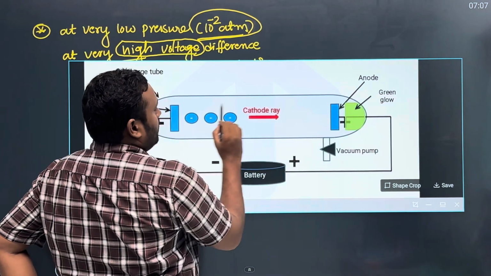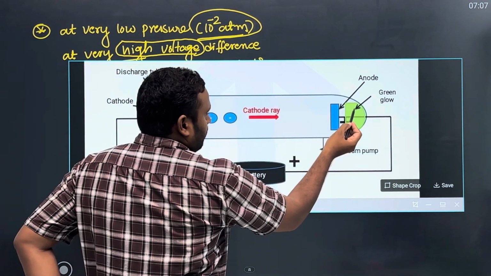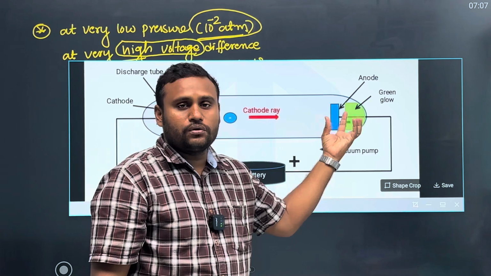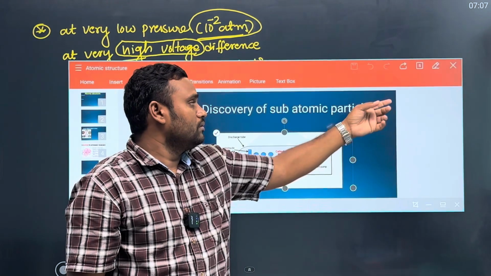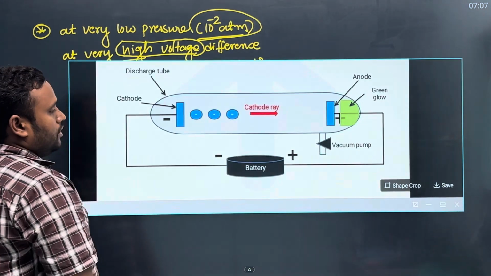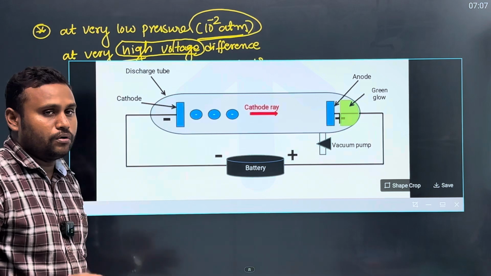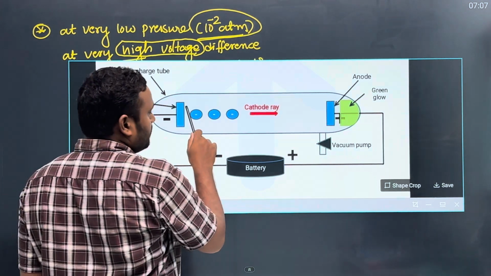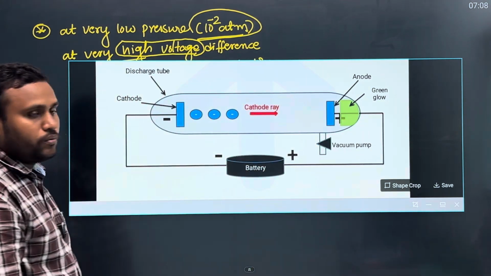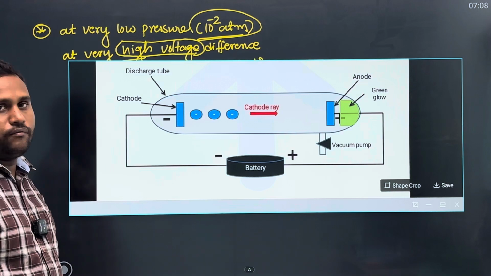When these invisible rays which are released from the cathode touch this zinc sulfide screen, the screen gives some glow. Based on that glow, we can conclude that some rays are released from the cathode and are traveling towards the anode. This experiment was actually done by William Crookes.